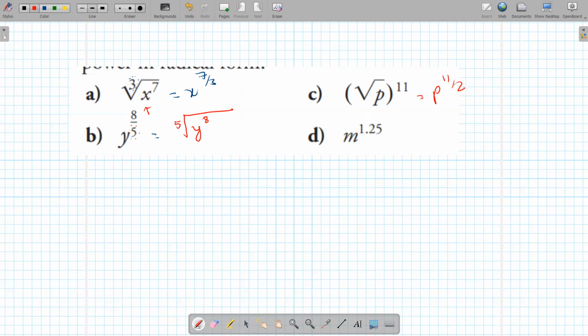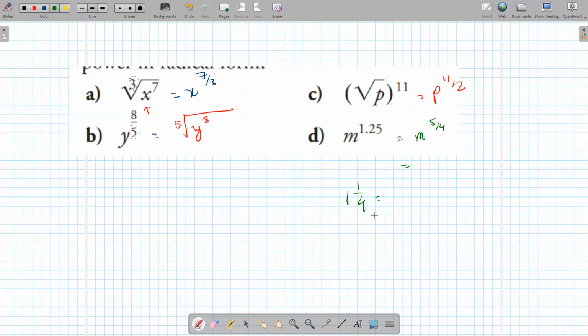Well, D is a little bit tricky. You need to rewrite 1.25 as a fraction first. What could it be? Something over something is 1.25. Well, as a mixed number, it would be 1 and 1 over 4. That's right. And then you can just change this into an improper fraction. What do you get? 5 over 4. Yeah, so this is the same thing as m to the 5 over 4.